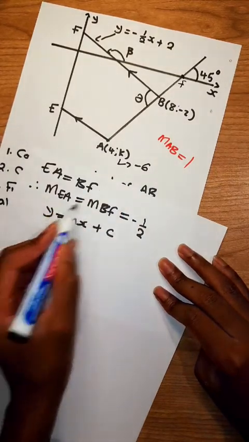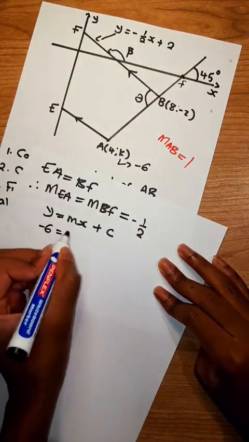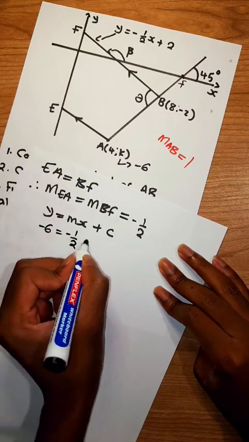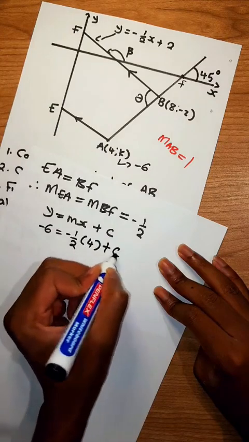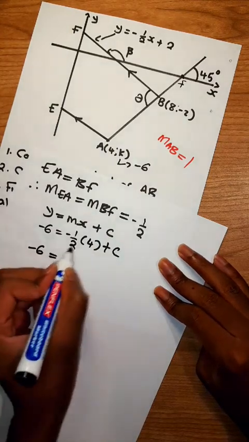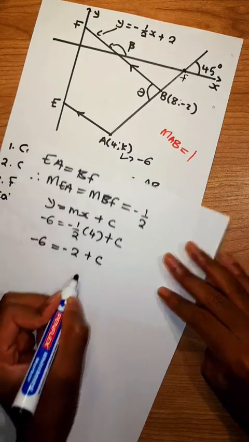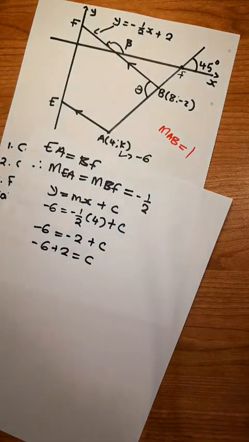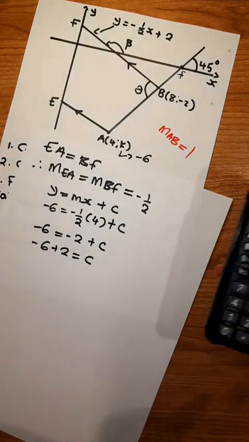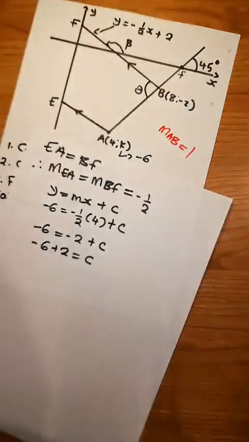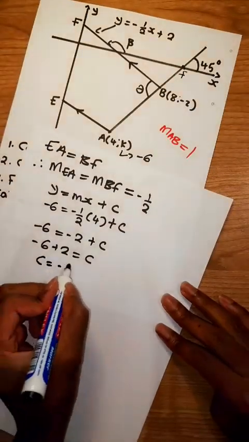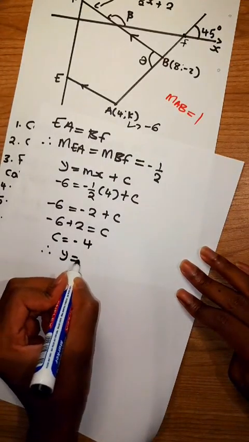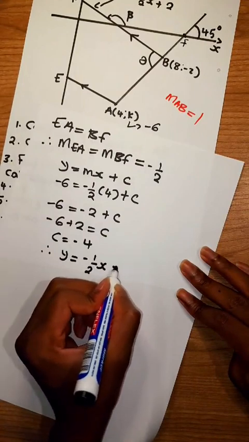So what is the value of y? It is going to be minus 6. The value of m is minus 1 over 2. Right? And then the value of x is going to be 4. We want to find the value of c. So minus 6 is going to be minus 2 plus c. So it's going to be minus 6 plus 2. That's actually going to be c. I know the answer, but please, guys, use the calculator. I do not trust you. That's what I'm doing. I'm using the calculator. So you find that your c is going to be minus 4. Therefore, the equation of EA is going to be y equals minus 1 over 2 x minus 4.